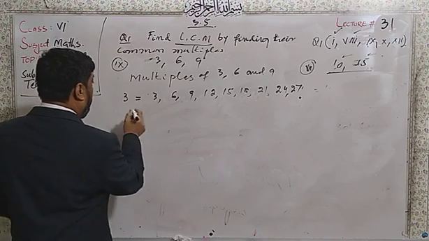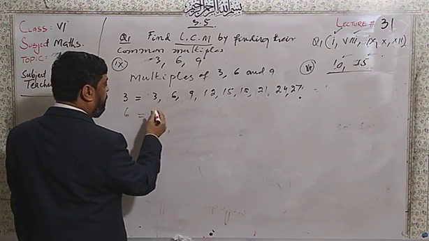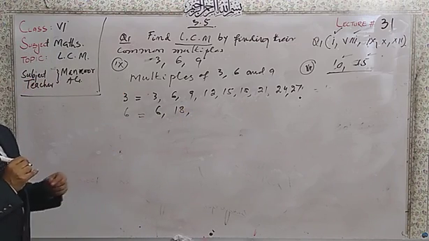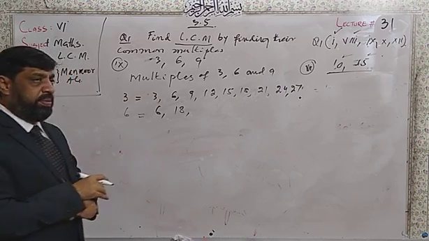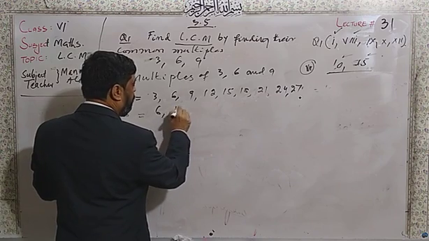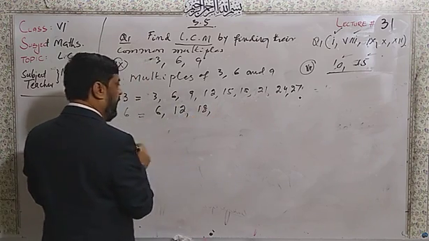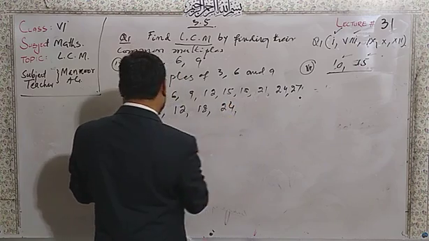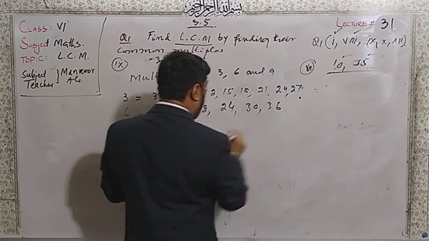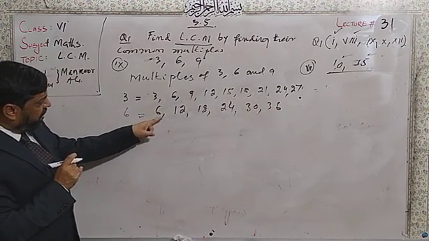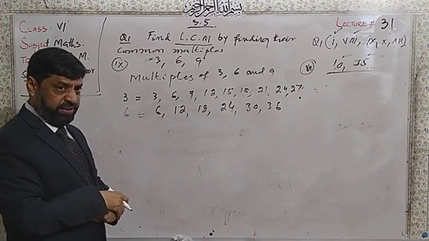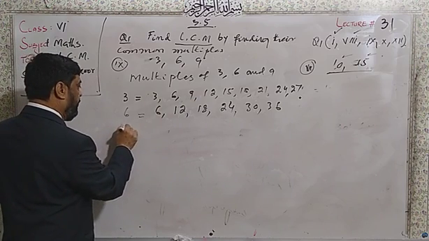Now similarly, I have a 6. 6 will start from 6, then 12, 18. 6 one time 6, 2 times 12, 18 and 24, 30, 36. Now you see that we got a range where 6 is first, then 12, 2 common factors we have. Now proceed for the 9.